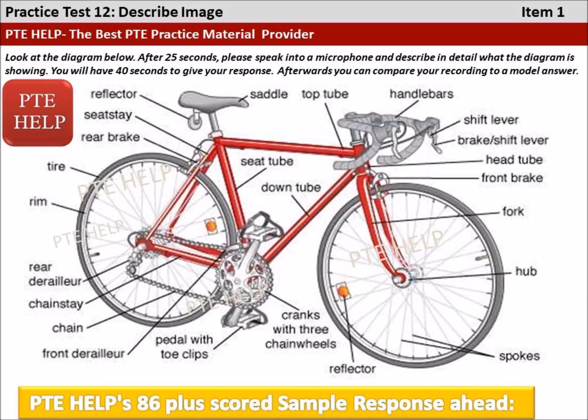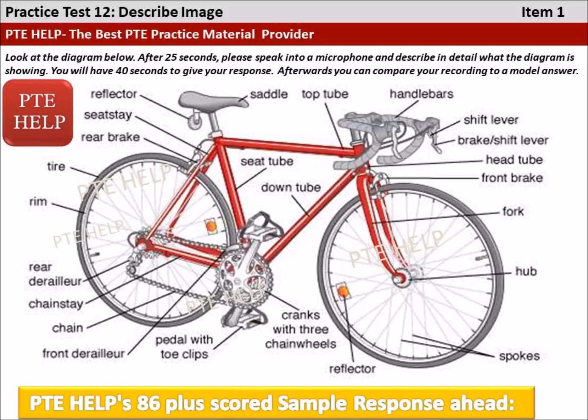This image represents the structure of the racing bicycle. At the first glance, it can be observed that it is made from different elements, enabling the rider to ride it comfortably. Near the sitting position named as saddle, there is a reflector, seat stay, rear braking system, seat tube and down tube. Near the handling position, there are handlebar, lever, head tube, and front brake.